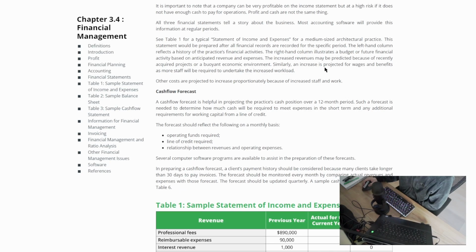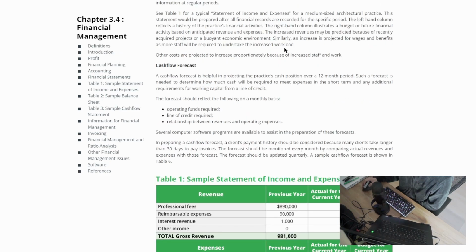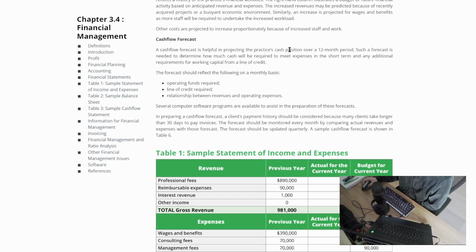The increased revenues may be predicted because of recently acquired projects or a buoyant economic environment. Similarly, an increase is projected for wages and benefits as most staff will be required to undertake the increased workload. Other costs are projected to increase proportionately because of increased staff and work.